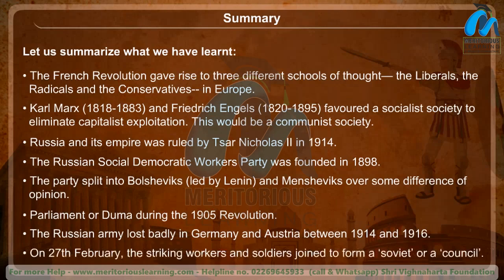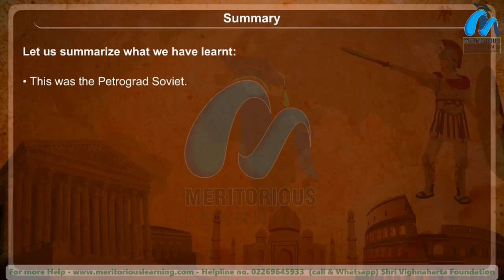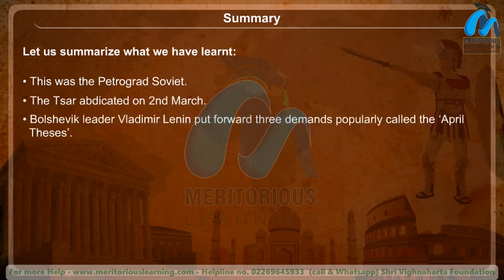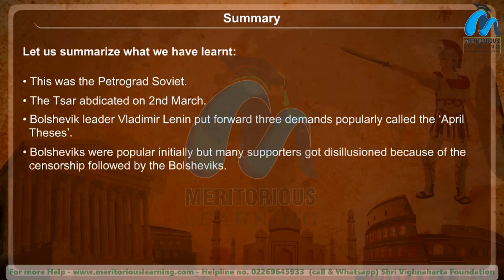On 27th February, the striking workers and soldiers joined to form a Soviet, or a council. This was the Petrograd Soviet. The Tsar abdicated on 2nd March. Bolshevik leader Vladimir Lenin put forward three demands, popularly called the April Theses. Bolsheviks were popular initially, but many supporters got disillusioned because of the censorship followed by the Bolsheviks.